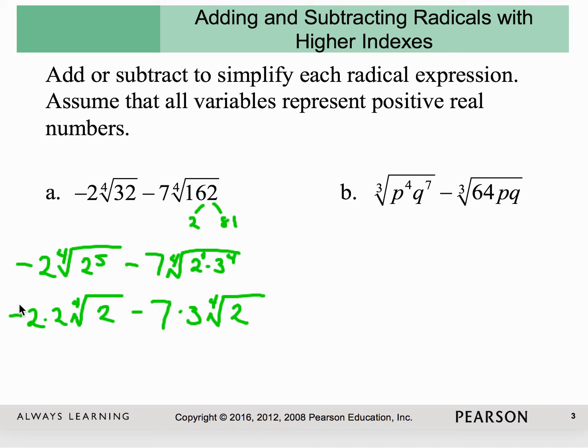All right, so now this is just math outside that I can do. And these are the same. The index is the same. So if I have -4 of these things, and I'm going to take away 21 of the same things, it's not -21. That's -25 of the same things. Those 4th root of 2 things.